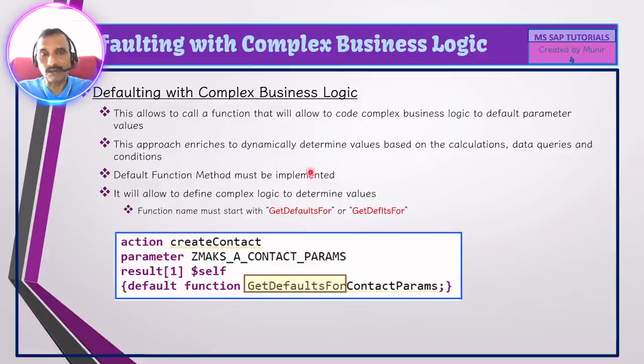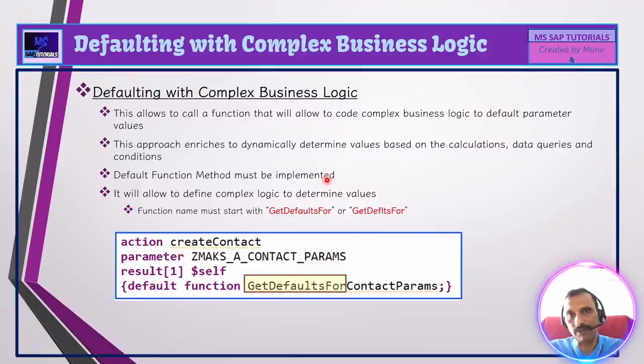Now, how should we define this complex logic? It is defined using a function, and that function should start with either get defaults for or get defaults for. Exactly the same, capital G, capital D, capital F, guys. So get defaults for, and then some name. Here I'm giving contact parameter.